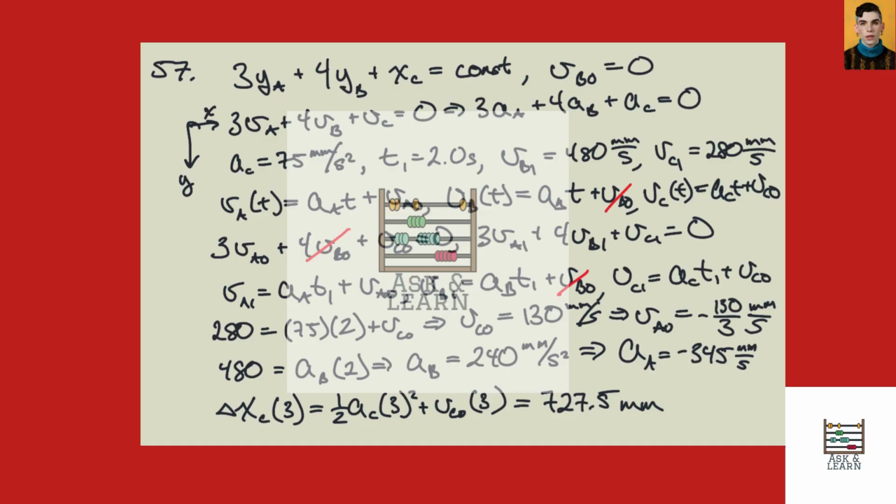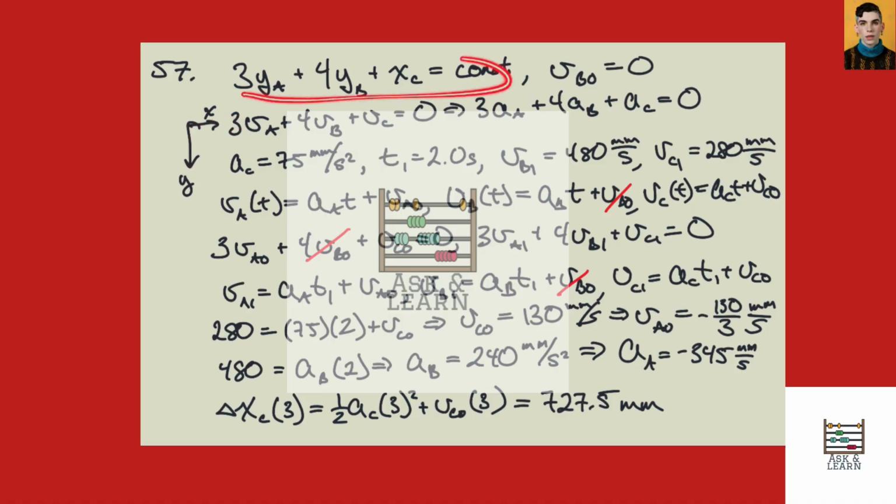So if we just add up all the lengths of all those spans in our cable, we find that 3 times the y position of block A plus 4 times the y position of block B plus the horizontal position of block C must be a constant. Okay, so I'm taking positive to be to the right and down.